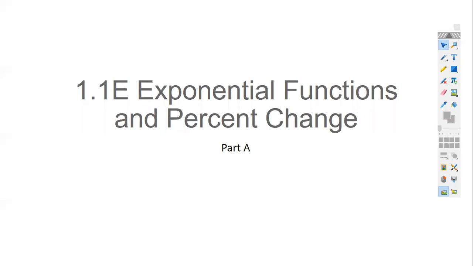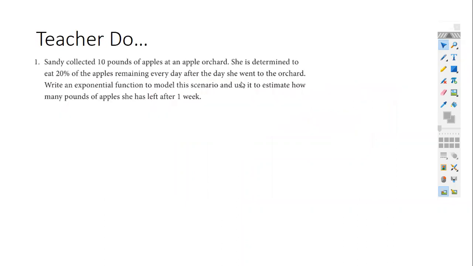All right, 1.1e exponential functions and percent change. This is part A of 1.1e. So we're going to start here with: Sandy collected 10 pounds of apples at an apple orchard. She is determined to eat 20% of the apples remaining every day after the day she went to the orchard.